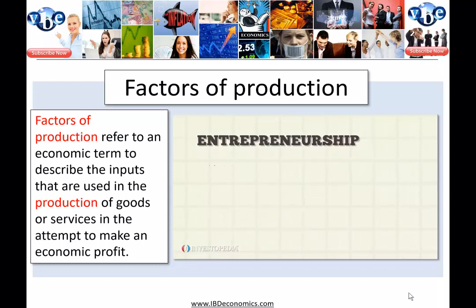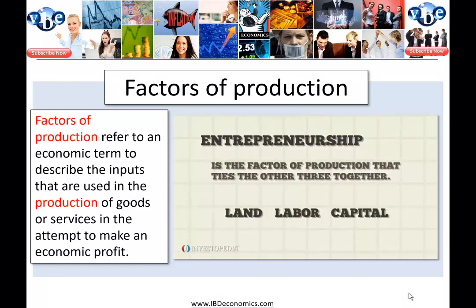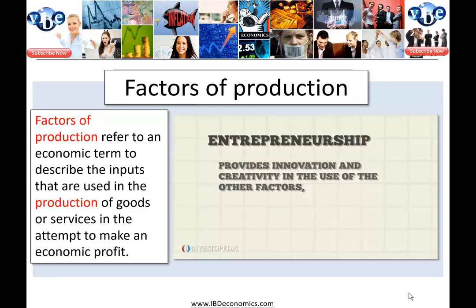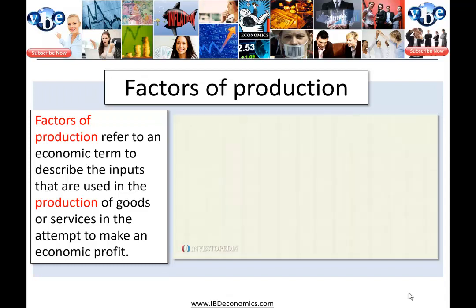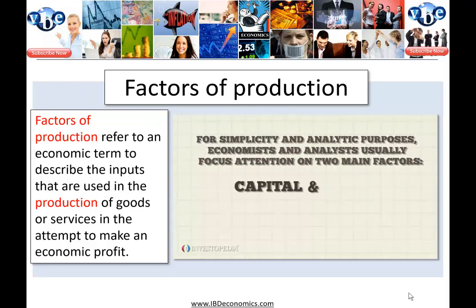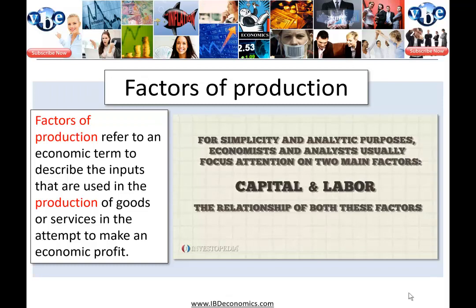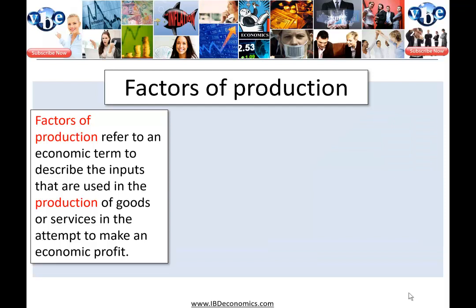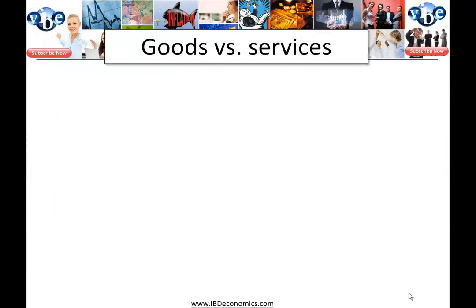Finally, entrepreneurship is the factor of production that ties the other three together. The entrepreneur provides innovation and creativity in the use of the other factors, which helps create a profitable business. For simplicity and analytic purposes, economists and analysts usually focus attention on two main factors, capital and labor. The relationship of both these factors and a company's output is referred to as the production function. Okay, so factors of production are inputs used in the production of goods and services, organized hopefully to make a profit, at least from a business perspective.